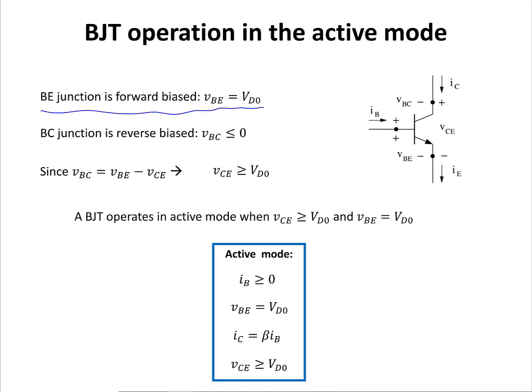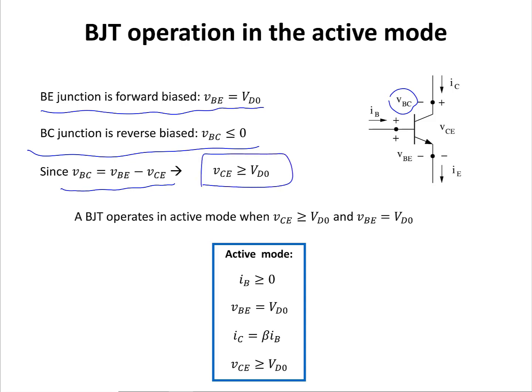In other words, the BJT is not in the cutoff mode, and the base collector junction is reverse biased. In other words, this VBC is a negative value. So the base collector junction is reverse biased, and because I have this KVL, that means VCE is greater than or equal to VD naught.